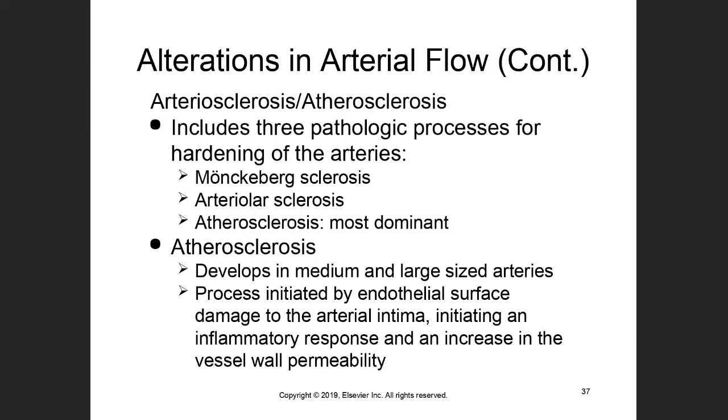Atherosclerosis includes three pathological processes. In the artery, we have Monckeberg sclerosis, arteriolar sclerosis, and atherosclerosis, which is the most dominant. Monckeberg is a type of atherosclerosis, but is completely asymptomatic, okay? Atherosclerosis develops in medium and large size arteries. That's extremely important. Okay, right here, this Monckeberg is only in medium size.